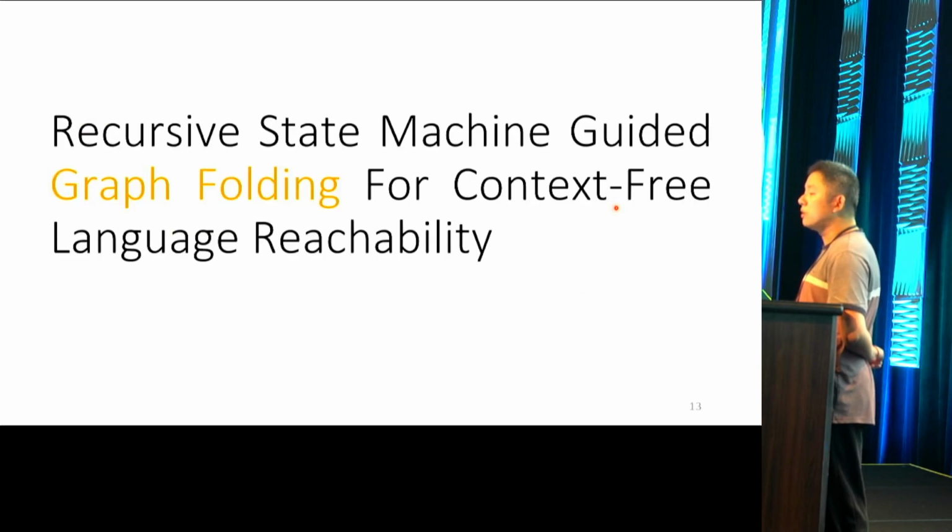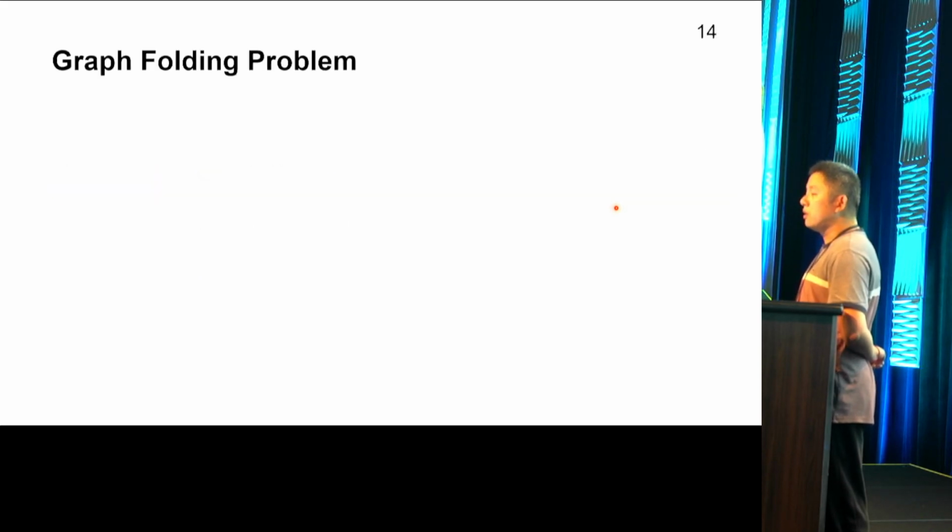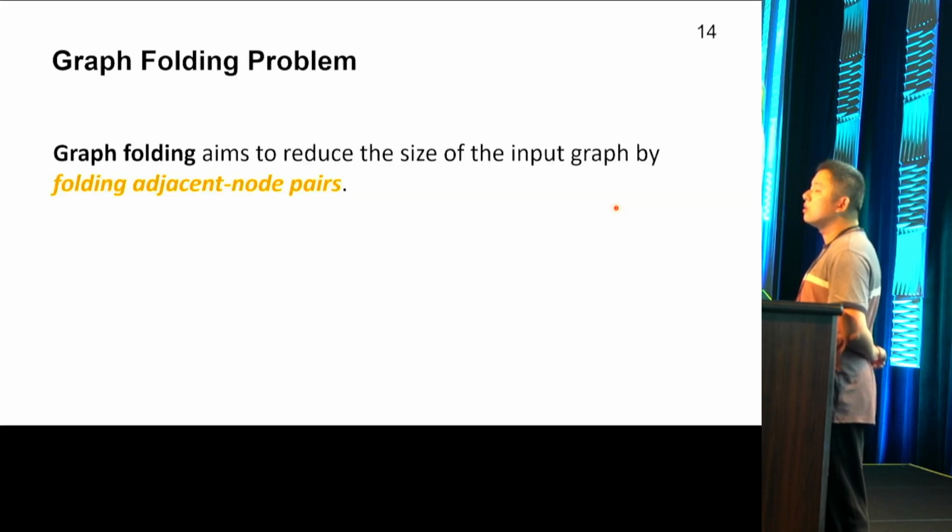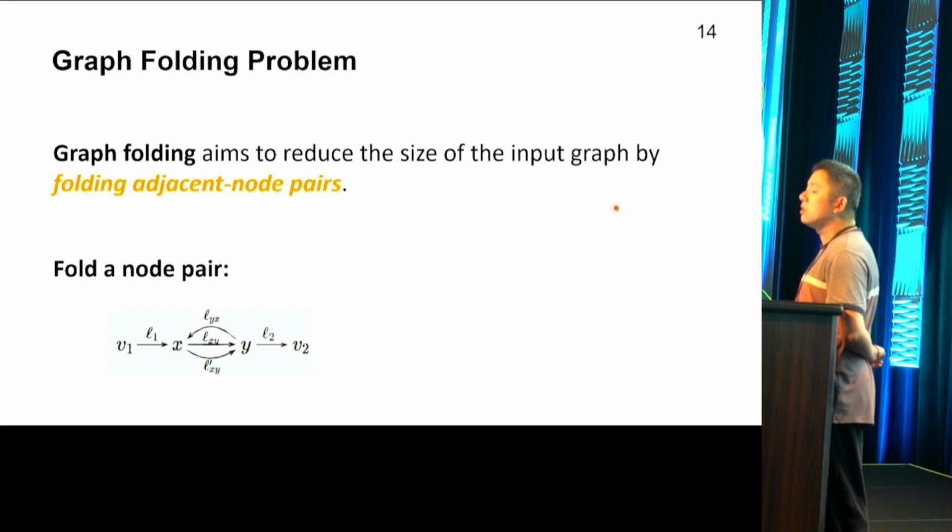That's our motivation. So then we can move on to introduce our technique of graph folding. Informally speaking, the goal of graph folding is to reduce the size of the graph by folding adjacent node pairs. For instance, here we have a graph, and suppose we want to merge the nodes x and y by removing the node y, then we end up with a graph with only 3 nodes and 2 edges.